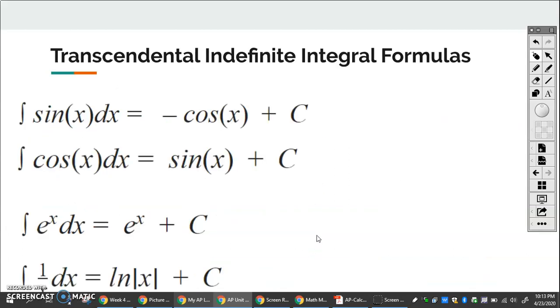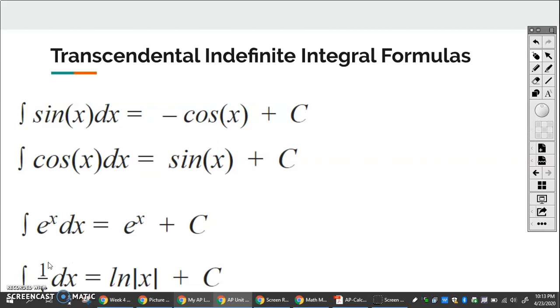Here's a few, the first transcendental integral formulas we learned. So integral of sine is negative cosine, integral of cosine is sine. As long as you know the derivative rules, you're fine. The derivative of sine is cosine. The derivative of cosine is negative sine, so the negative derivative of cosine would be positive sine. Integral of e to the x is e to the x plus c, just like the derivative of e to the x is e to the x.